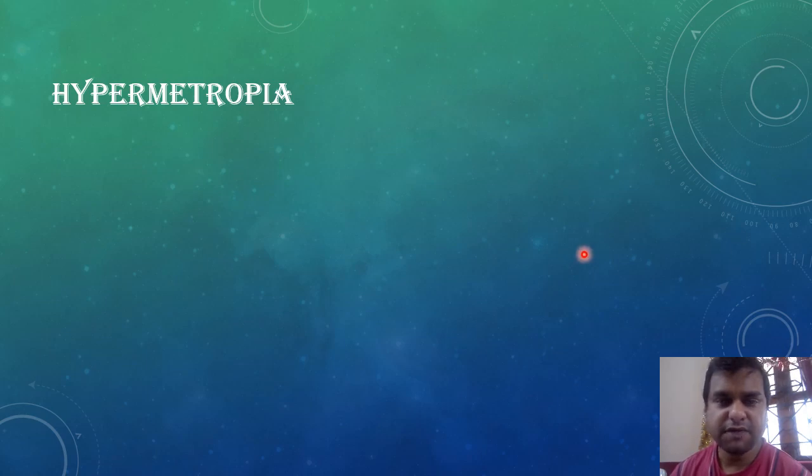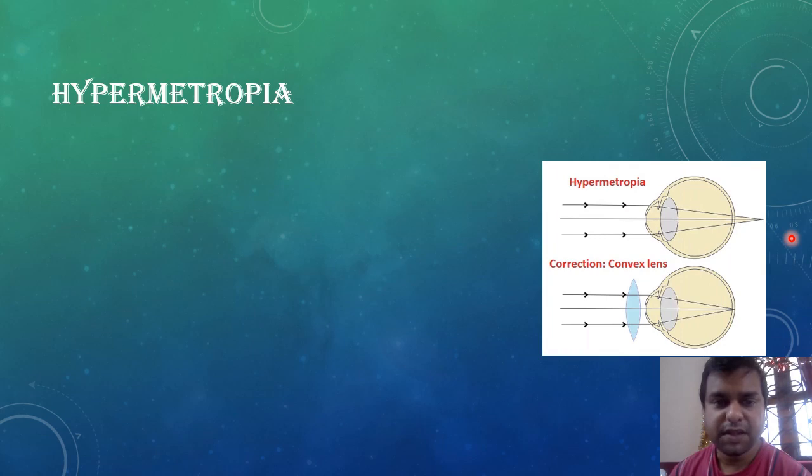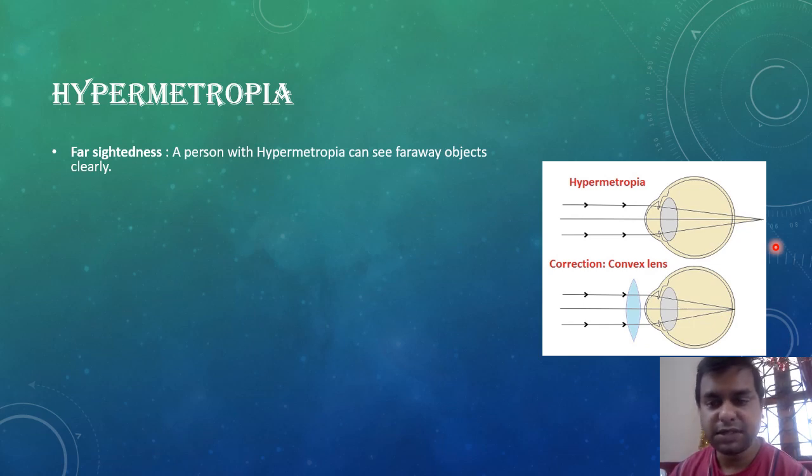Then you have something called hypermetropia, and this is the opposite of myopia, where you see over here the image is formed beyond the retina. In the previous case, in myopia, the image was being formed just in front of the retina. Here it is formed beyond the retina. You will see what exactly happens and why it happens and how it is corrected. So this is referred to as far-sightedness.